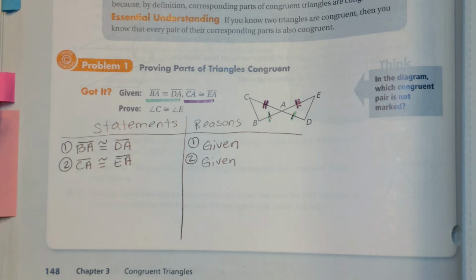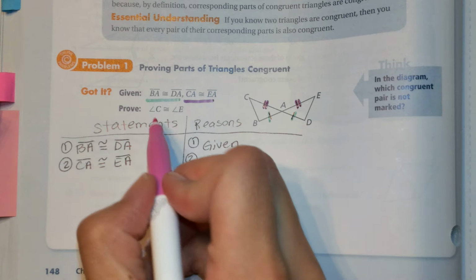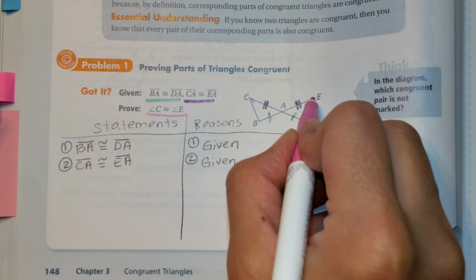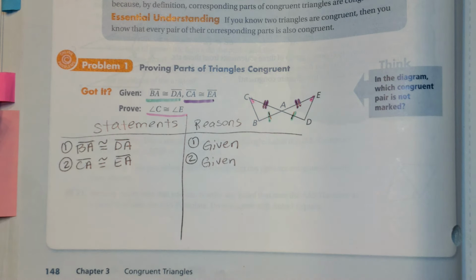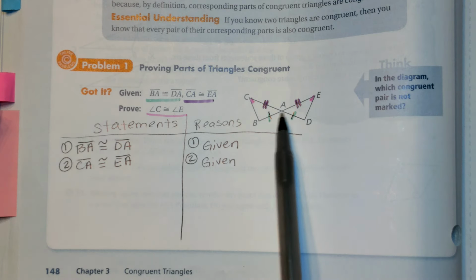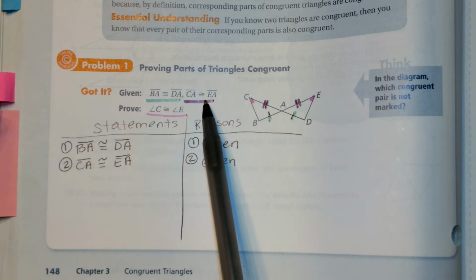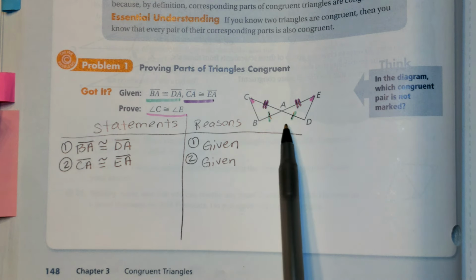Okay, what I need to prove, let me use a different color for that. I need to prove angle C is congruent to angle E. So that's this one and this one. They look like they are corresponding. However, I don't know that they're congruent until I have proven that these triangles are congruent. So what I want you guys to notice is, looking at this diagram, what else do we know that's congruent? Nothing else is given. Nothing else is marked.